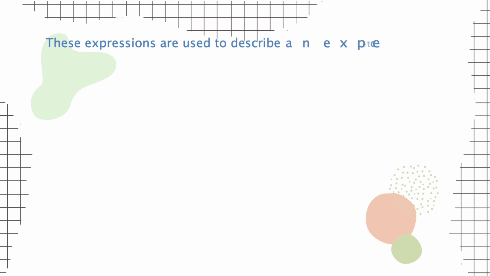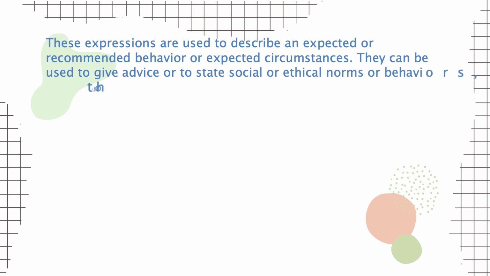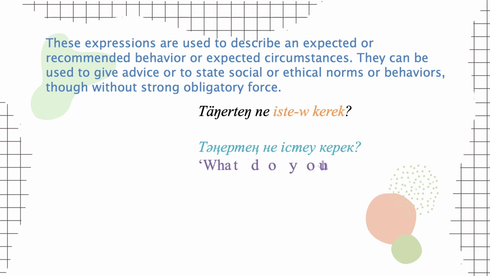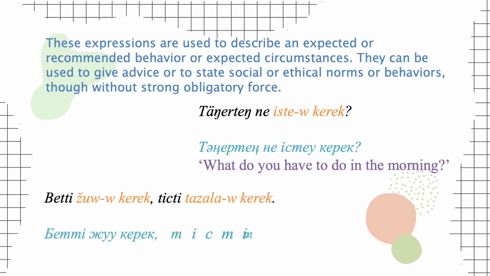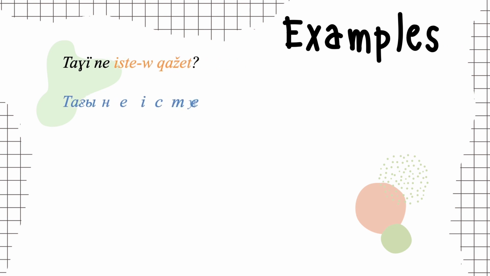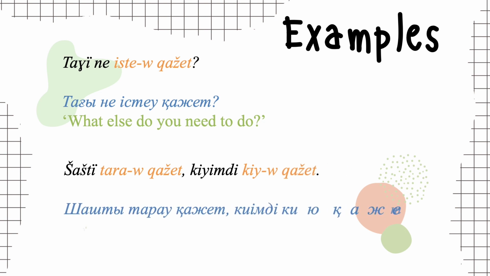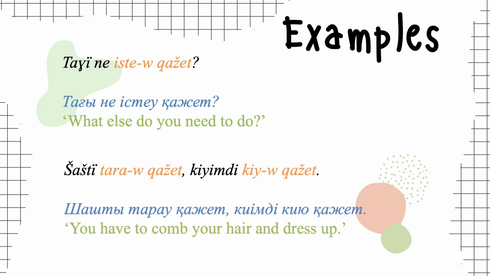These expressions are used to describe an expected or recommended behavior or expected circumstances. They can be used to give advice or to state social or ethical norms or behaviors, though without strong obligatory force. For instance, таңертең не істеу керек? What do you need to do in the morning? Бетті жуу керек, тісті тазалау керек. You have to wash your face and brush your teeth. Тағы не істеу қажет? What else do you have to do? Шашты тарау қажет, киімді кию қажет. You have to comb your hair and dress up.